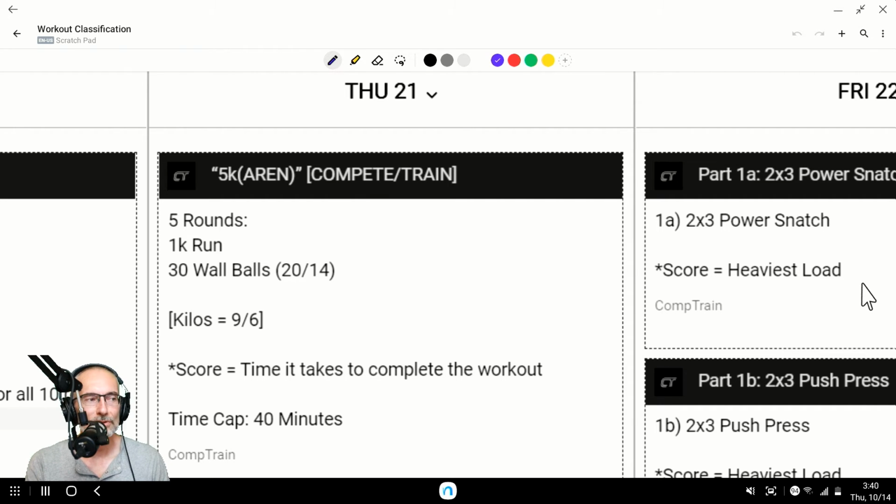If we go too slow on the run, then it's going to eat up a lot of time on the clock. It's going to be too comfortable. And then we'll just kind of chip away to 30 wall balls. We'll definitely be running out of time.